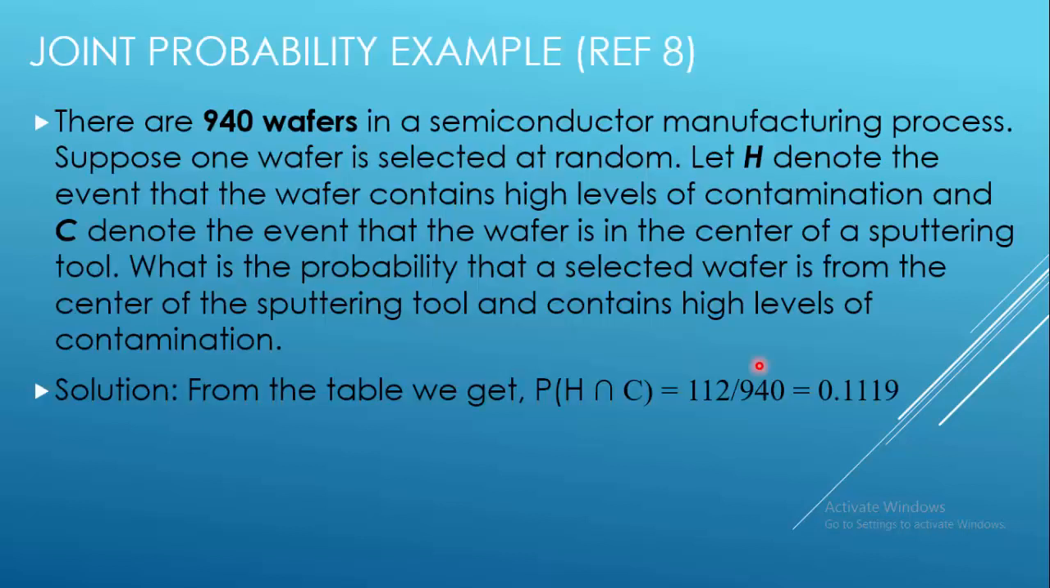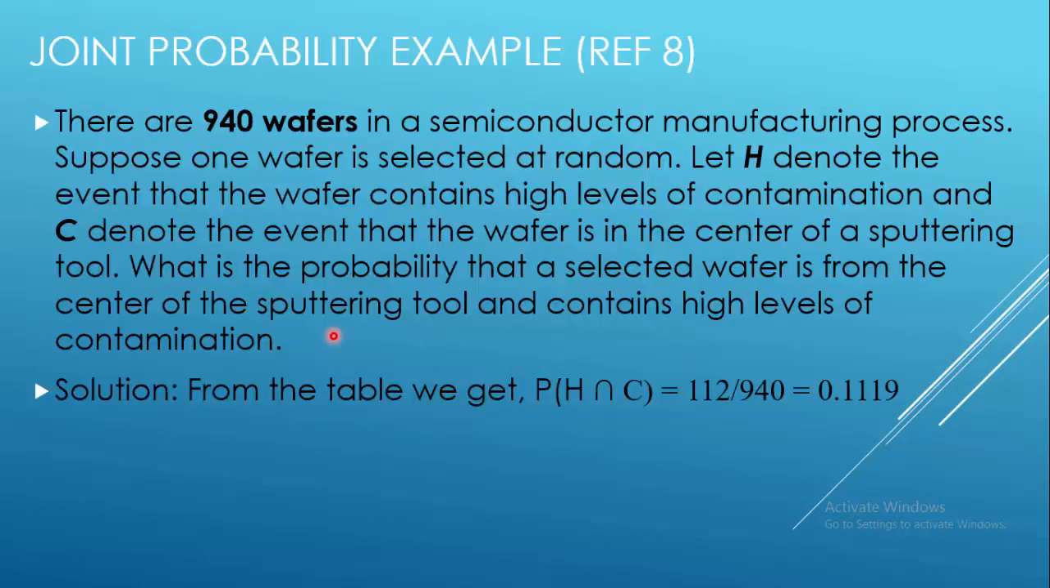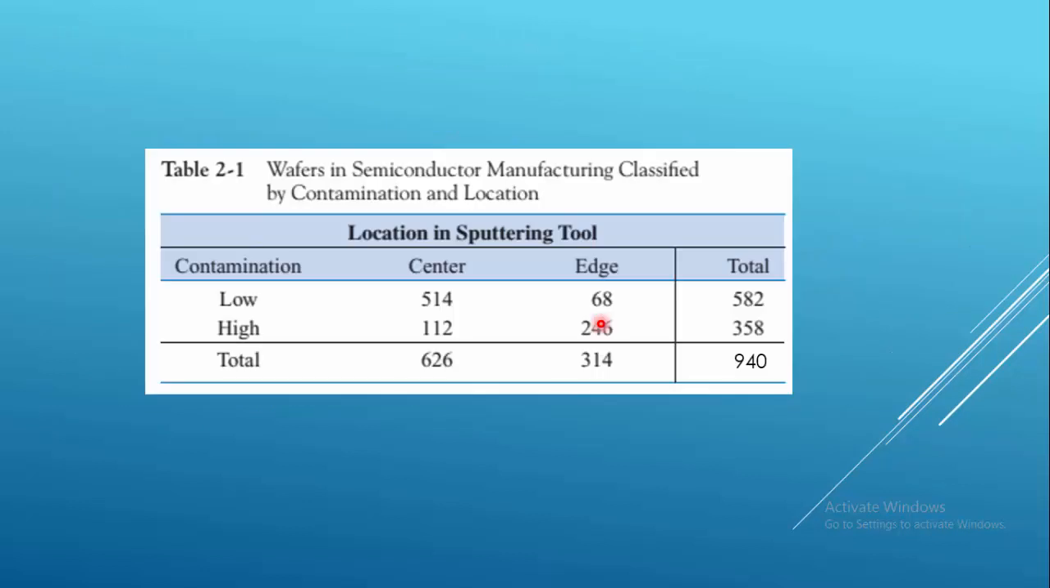So what we are asked over here is: what is the probability that a selected wafer is from the center of the sputtering tool and contains high levels of contamination? First of all, we see that this is the number of wafers in the center of the sputtering tool, and the second thing is this contains high levels of contamination. So this is 112, because high contamination and center is here.